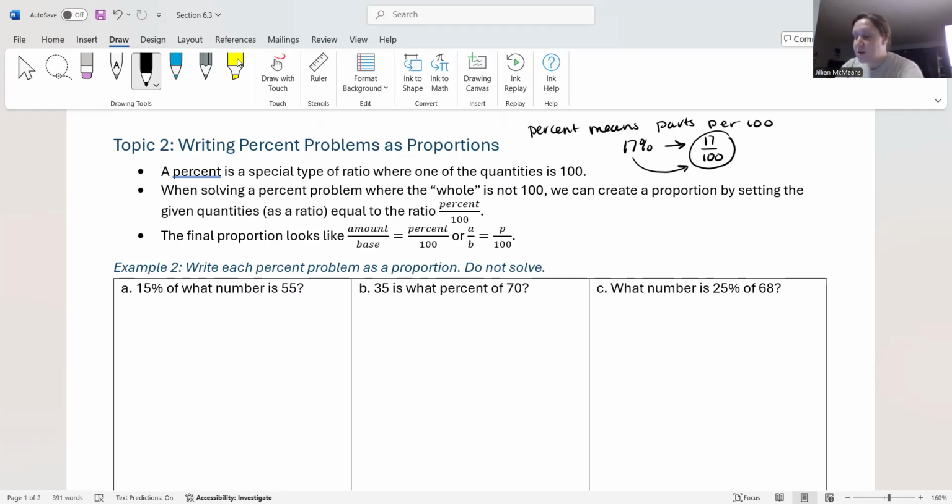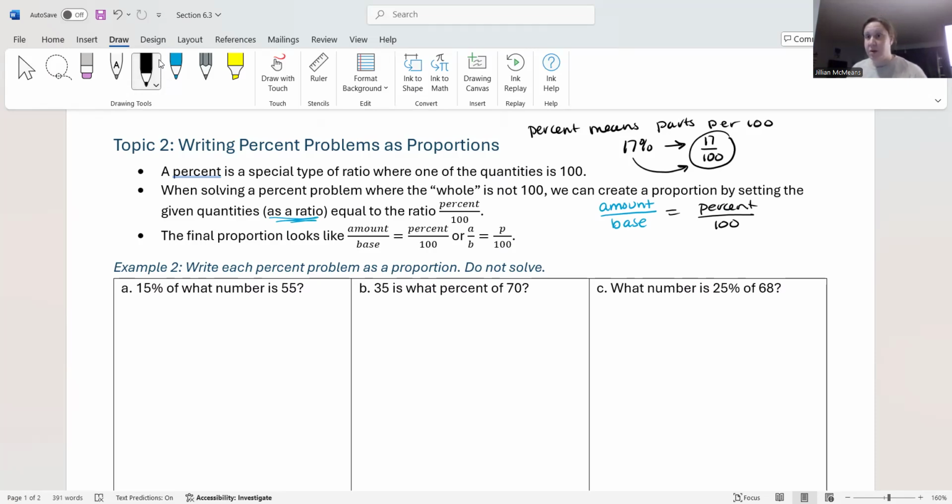When solving percent problems where the whole, the entire quantity, is not exactly 100, we can create a proportion by setting the given quantities in ratio form equal to a ratio that's always set in stone. The given quantities are always the amount divided by the base, and we set that equal to the percent over 100. That's how we set up a proportion.